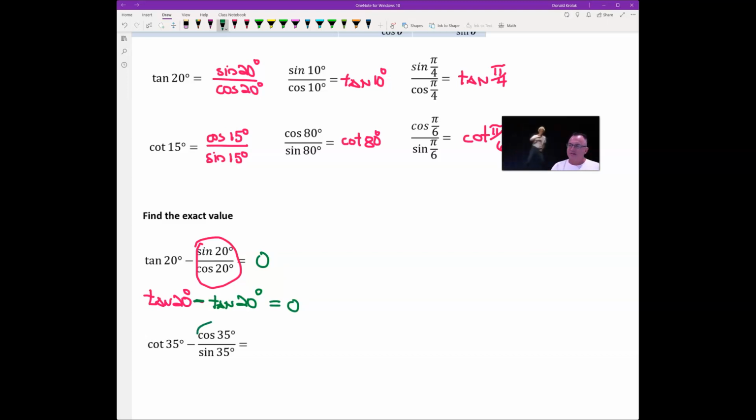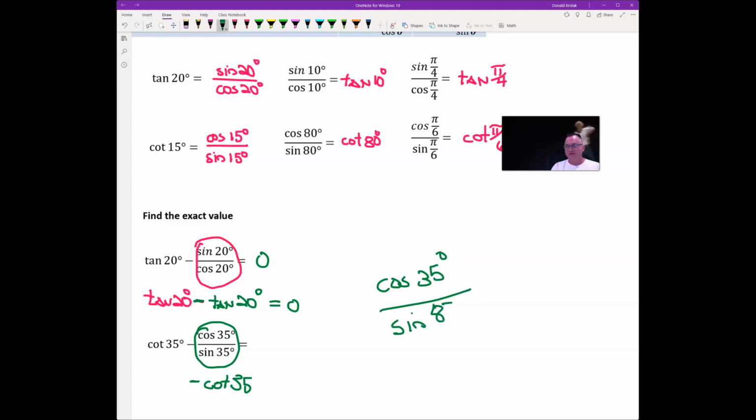I can take this quotient and rewrite it as the cotangent of 35, because it's cos over sine. These are the same. Now you couldn't do that if those values were different. So if one of those was 35 and the other was 85, then no, you can't rewrite it. But now with cotangent 35, you're going to see you get the same thing. It's going to simplify to 0.